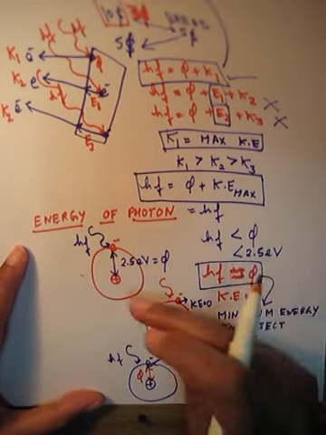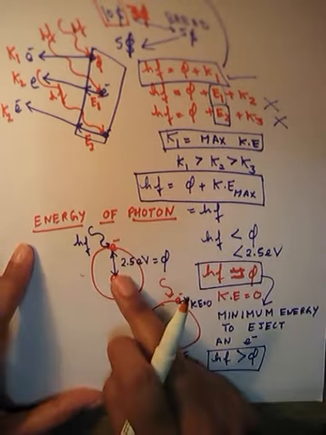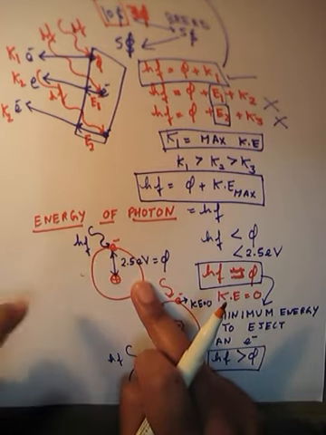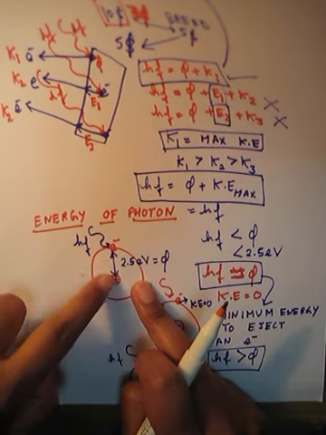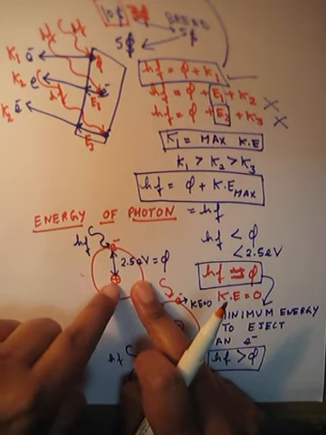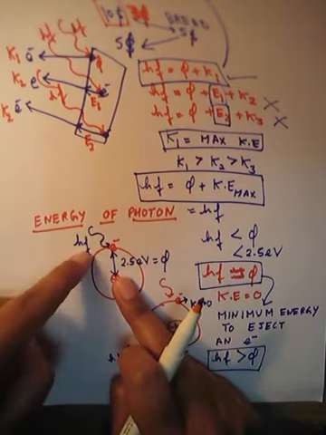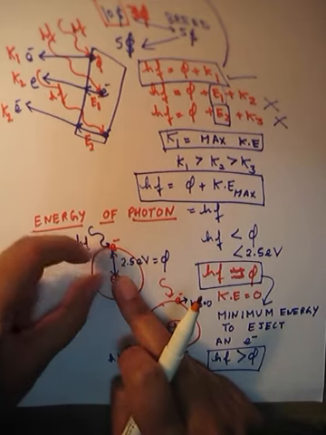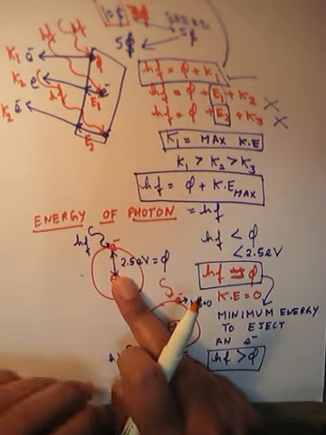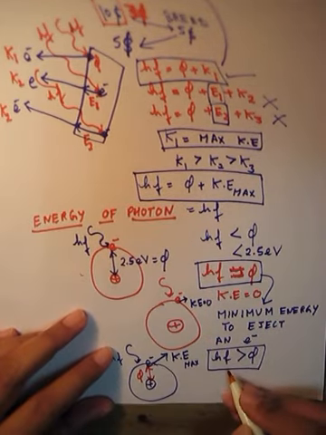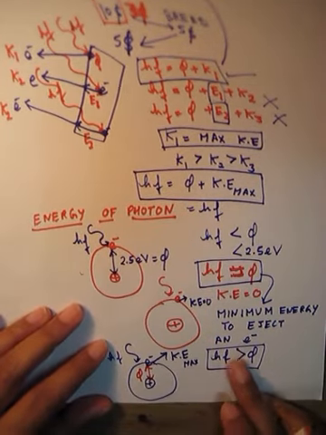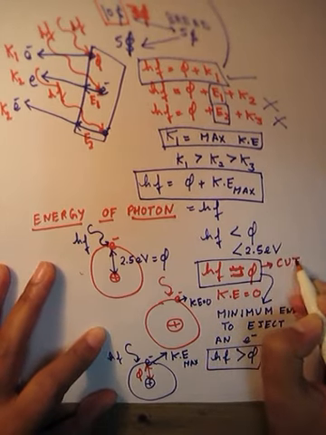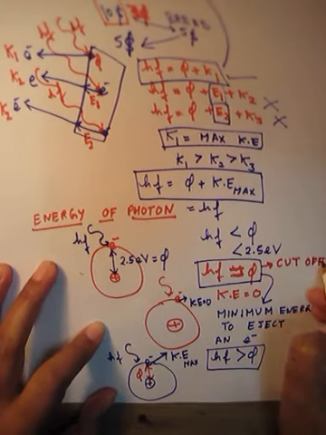So this concept of minimum energy means that you must have energy to pull the electron out of the attractive power of the nucleus. Only then will the electron be free. If this energy is less than this energy, you cannot take this electron out. So this is the threshold, and this minimum energy, which is equal to phi, is called the cut-off energy.